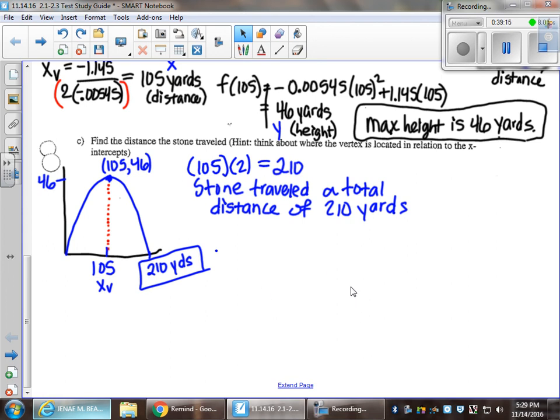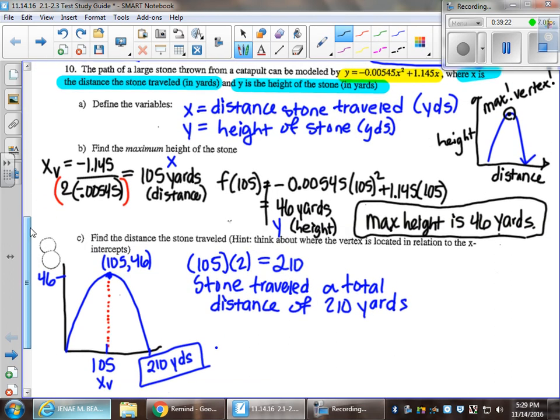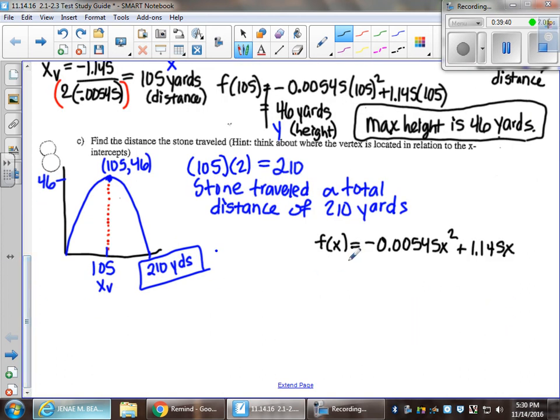For all of my algebra people out there, what we are going to do right now is look at our original function, which was f of x equals negative 0.00545 x squared plus 1.145x. Okay, so when is the stone done traveling? Well, the stone is done traveling once it's hit the ground, and the ground is 0.